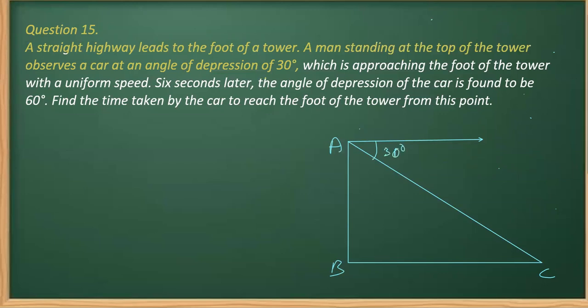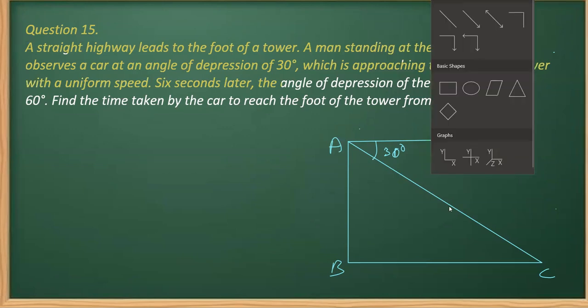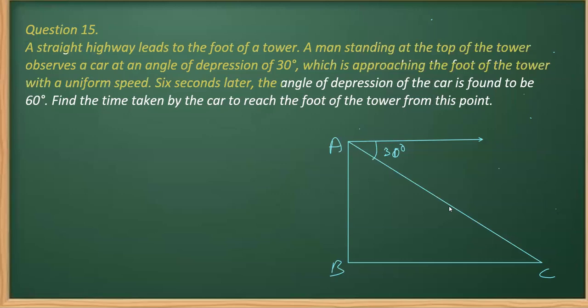Now, as you read the question further, you find that the car is approaching the foot of the tower with a uniform speed, that means the car is moving in this direction, right? After 6 seconds, the new angle of depression so formed is 60 degrees. So the angle of depression has changed now. Let the new position of the car be D, and the angle of depression now is 60 degrees.